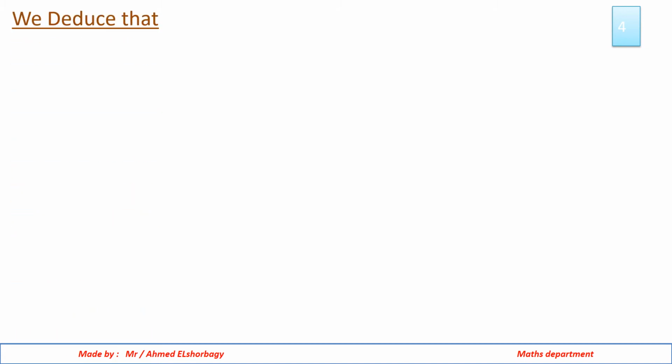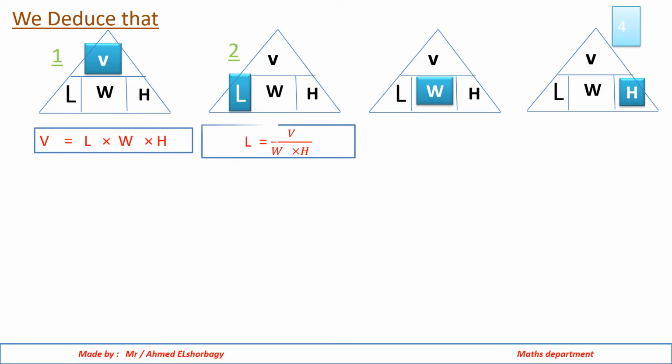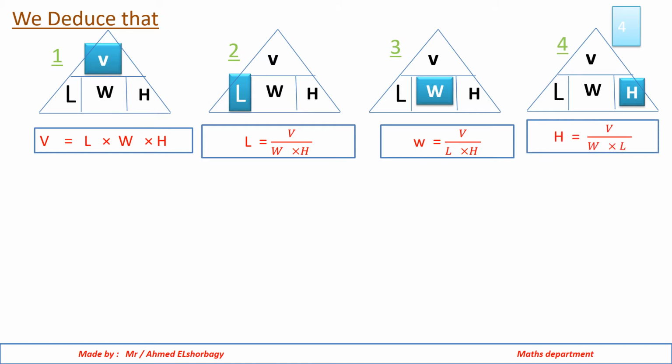We deduce that number 1, volume equals length times width times the height. Number 2, length equals volume over width times height. Number 3, width equals volume over length times height. Number 4, height equals volume over width times length.